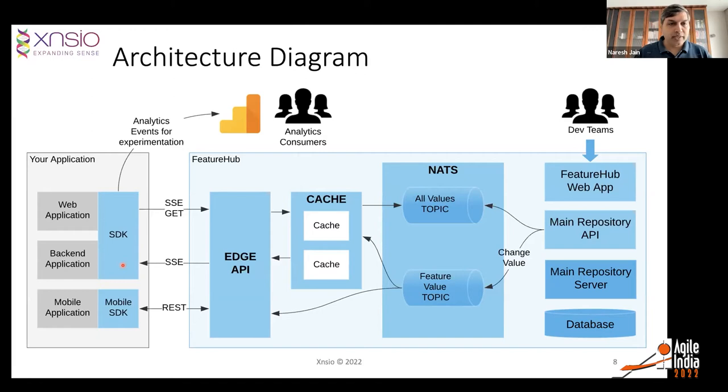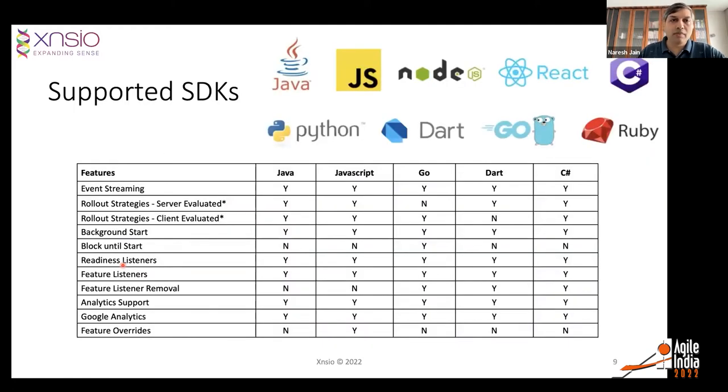Same thing on the backend as well, so both for backend and frontend. Plus, they also provide REST APIs, so you can query the Edge API through REST and get that. I think it's a pretty neatly architected system, quite scalable. We'll come to that in a minute, but they provide a huge variety of SDKs already out of the box. Pretty much all popular languages are available as part of the SDKs.